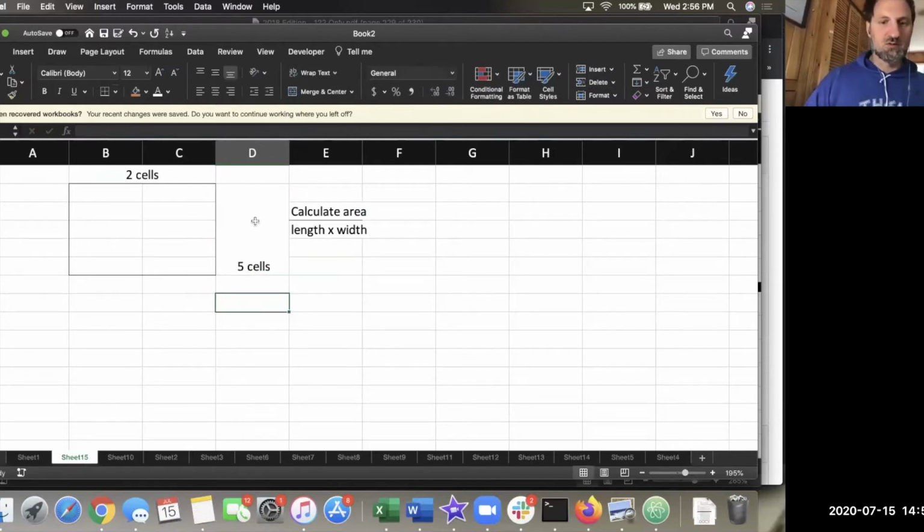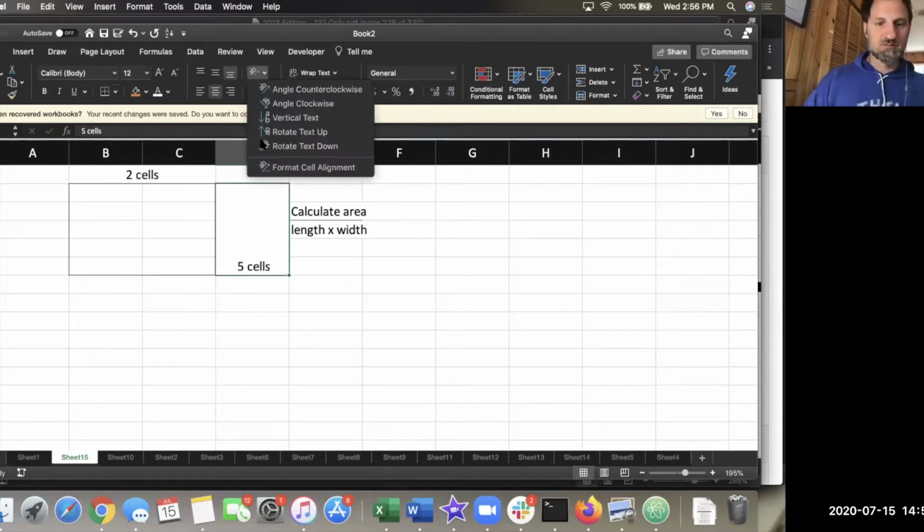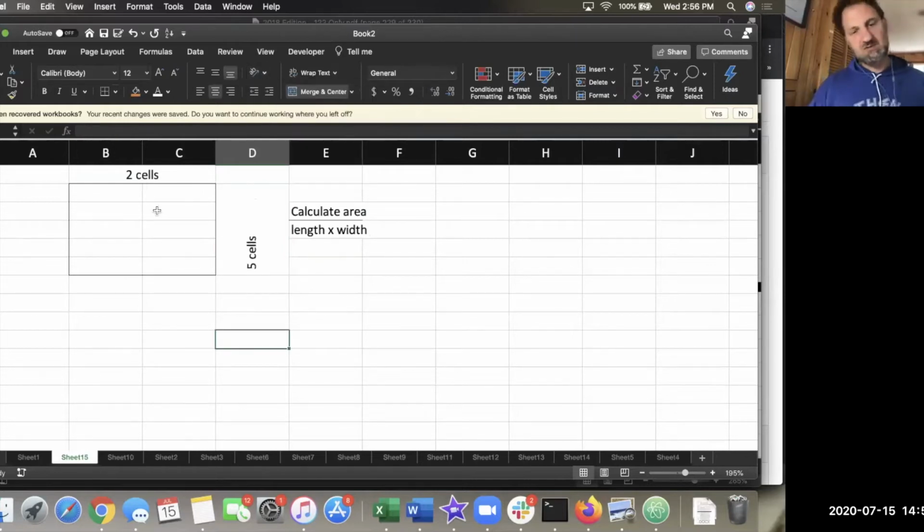And there is a way that I can orient this differently. Then 2 cells times 5 cells is 10 cells, basically, is what I've got here. And that's the concept of doing length times width, right? Is this idea that if you take how long something is by how wide something is, you find out how much is in the middle. And that's area.